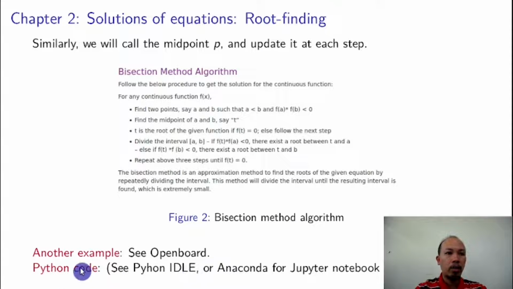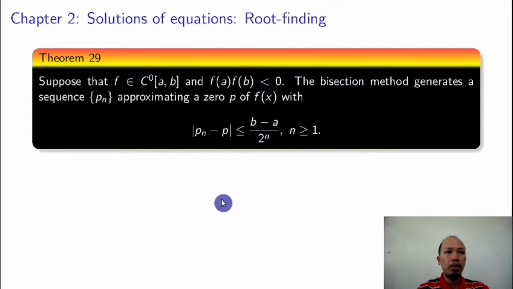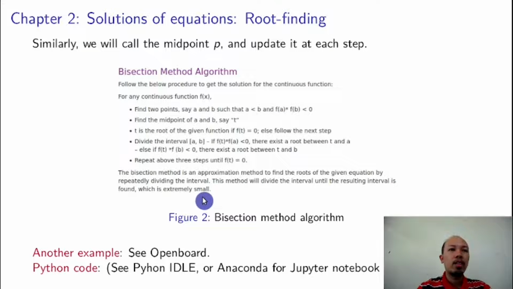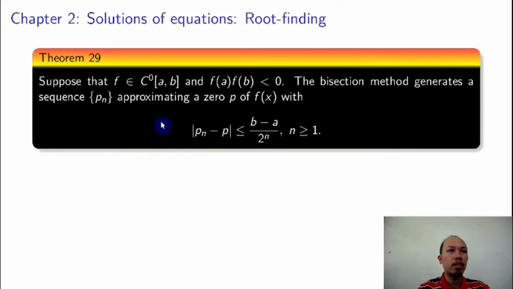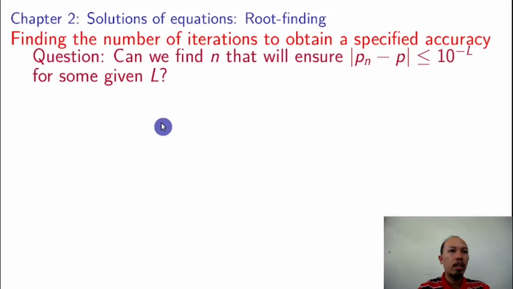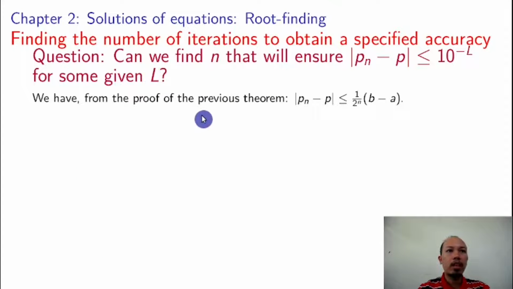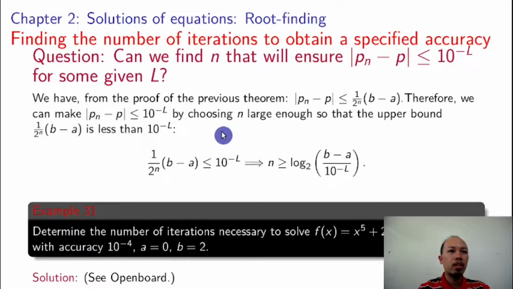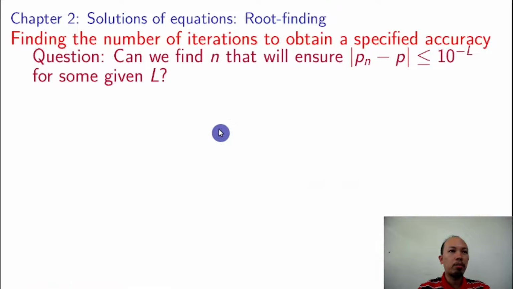in a while loop. So for now, you can open your Python IDLE, or you can open your Anaconda, Jupyter Notebook or Spyder. In Anaconda, you have Jupyter Notebook or Python Spyder. Then we can encode the bisection method algorithm before we discuss the two theorems, how to find the tolerance, and also an example before we go to the problem set.